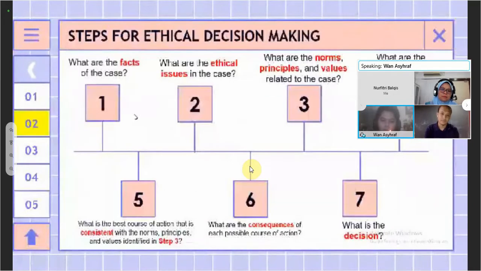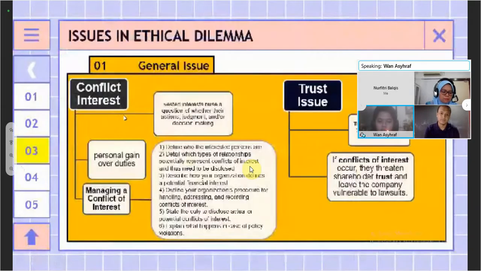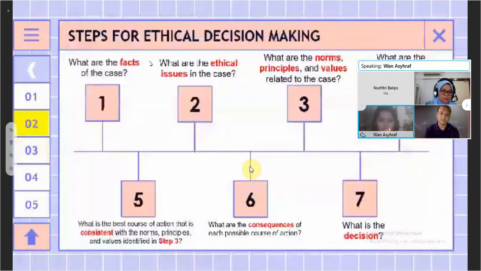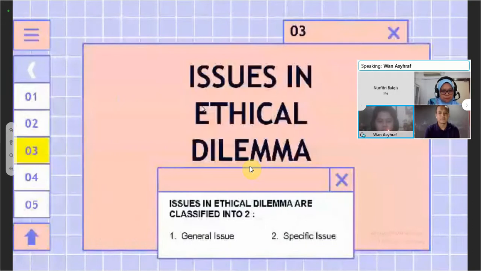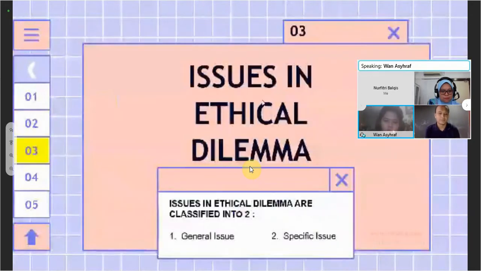And then these are the steps. We have 7 steps for this ethical decision making. As you can see, these are all the steps in the SCCA guideline. This SCCA guideline is based on the American Accounting Association.